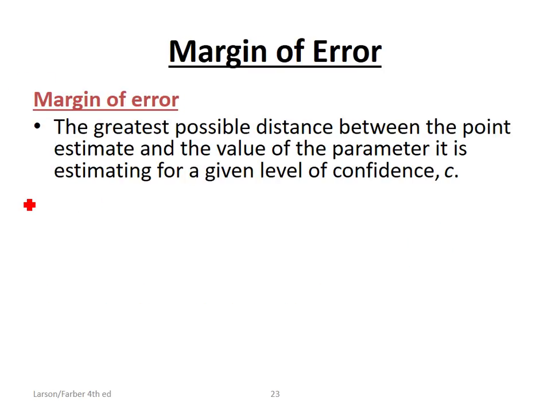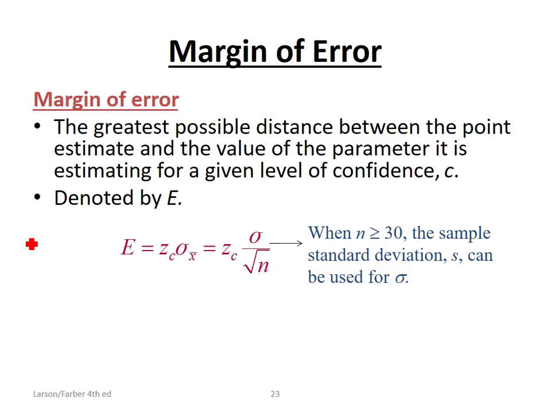Margin of error. To find the margin of error, we use this formula right here. That's probably what we're going to use most of the time. E stands for margin of error. Make sure you know that. Another one probably going on the next vocab test, the symbols test. E is margin of error.